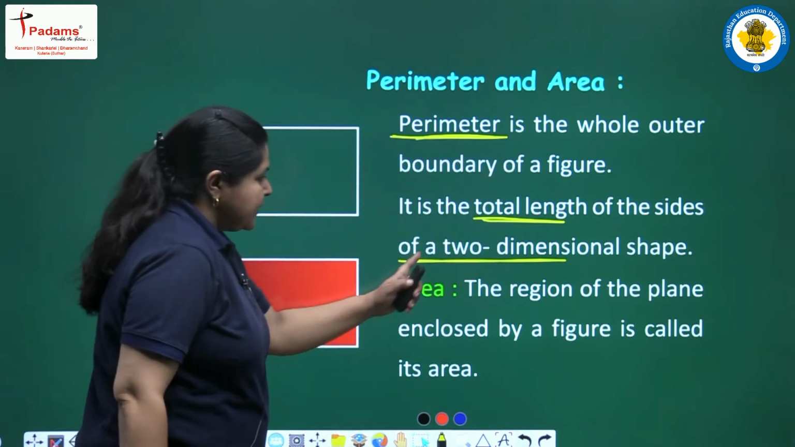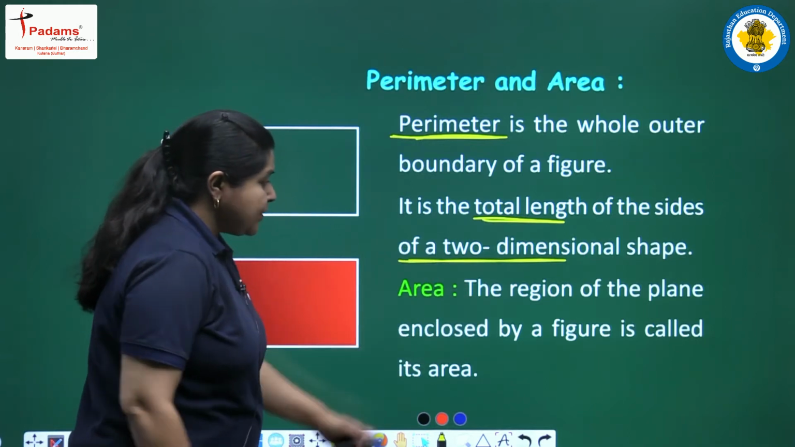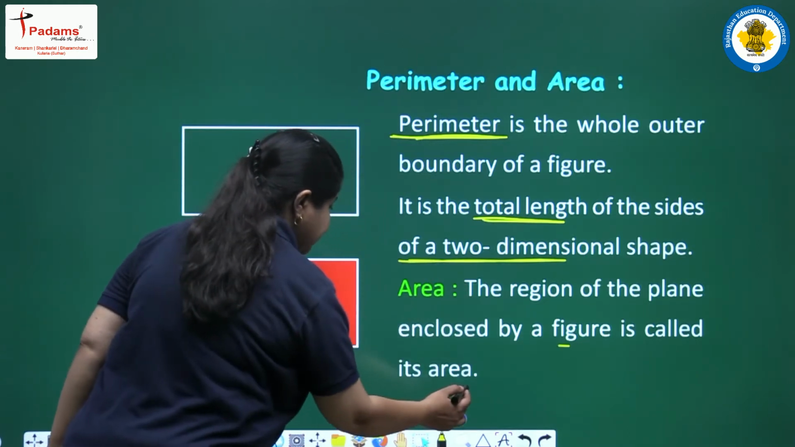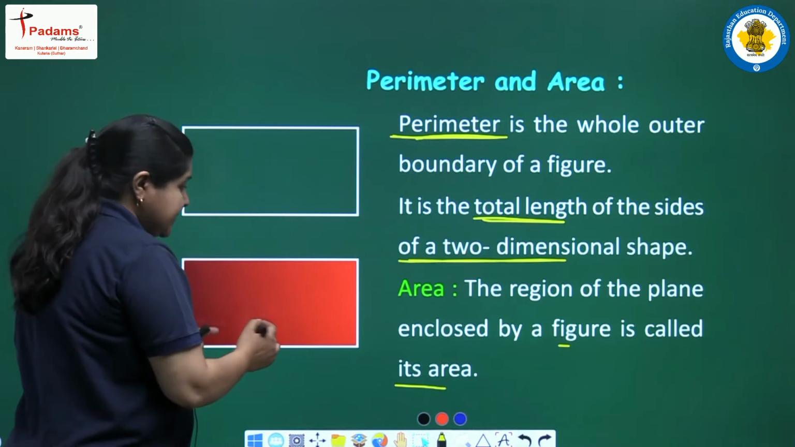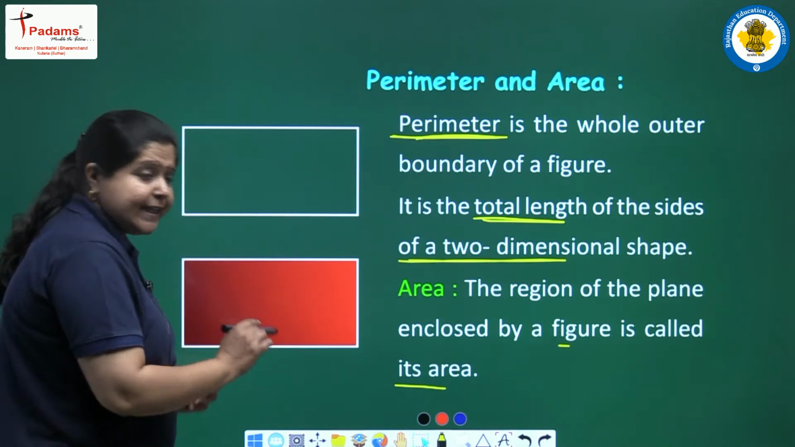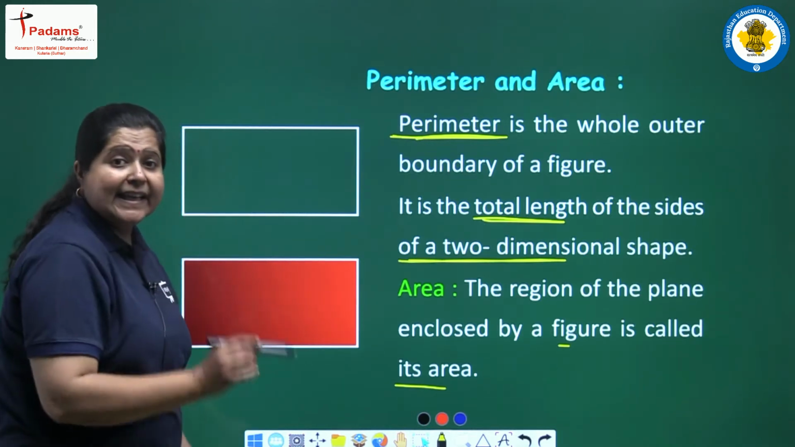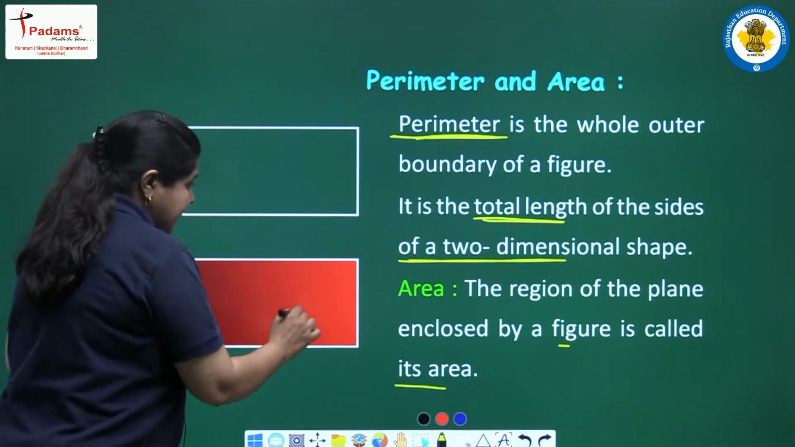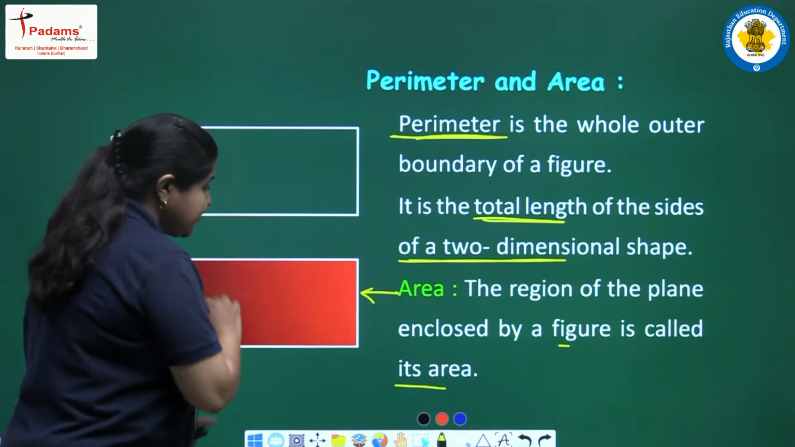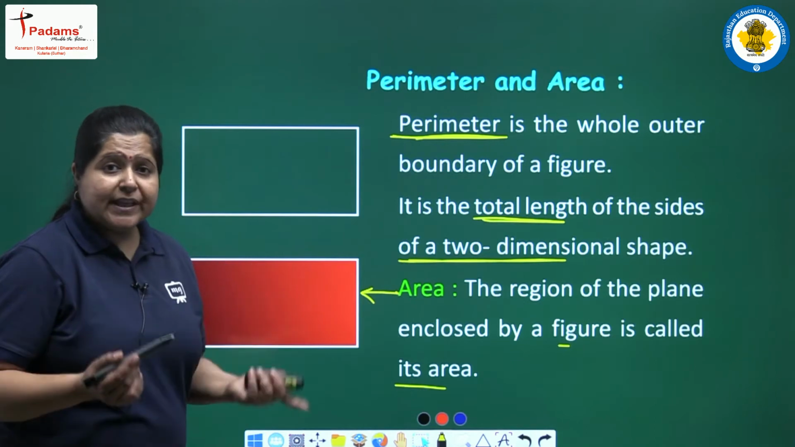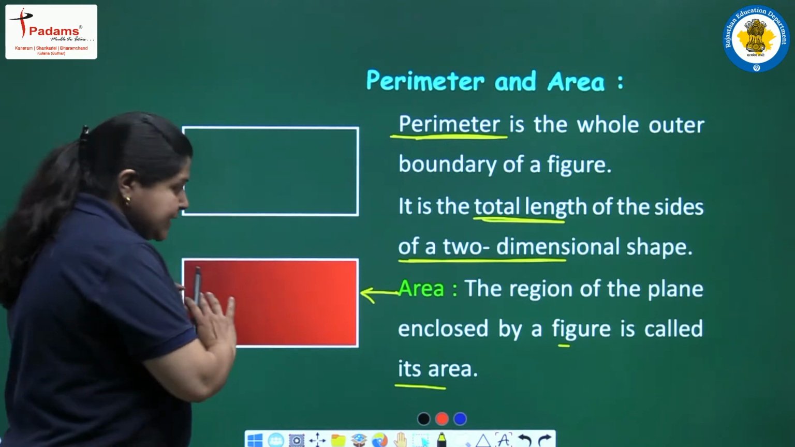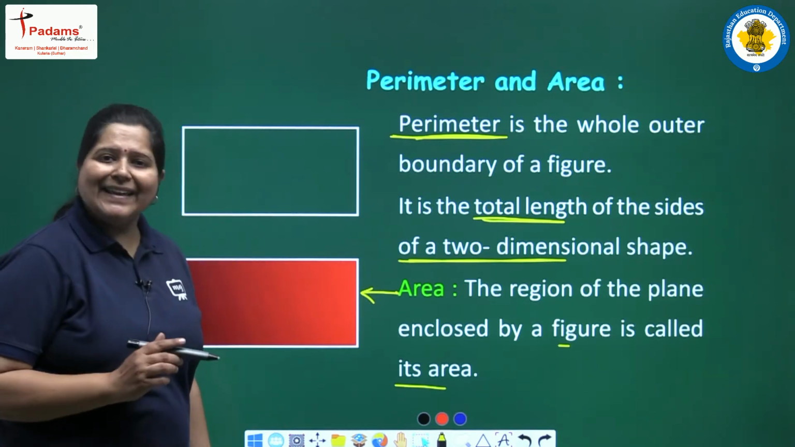Then area. The region of the plane enclosed by a figure is called its area. अब इसी रेक्टेंगल के यहाँ बीच में जो रीजन ये कवर हो रहा है रेड कलर से, ये पार्ट इस रेक्टेंगल का एरिया कहलाएगा, या जो भी ये शेप है क्वेश्चन में जो भी शेप होगी उसके बीच में जो रीजन कवर होगा उसे हम कहेंगे एरिया.